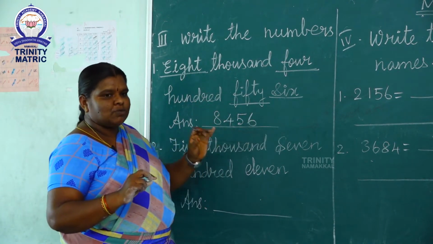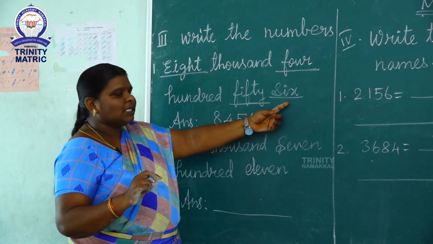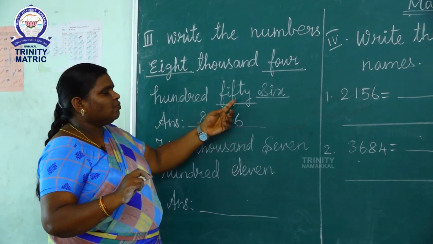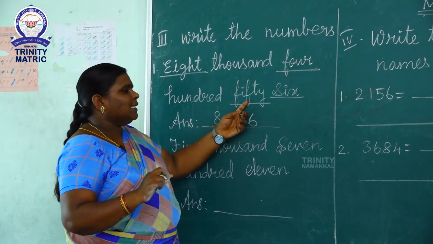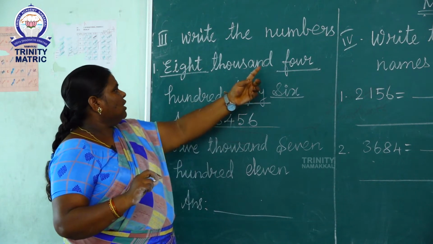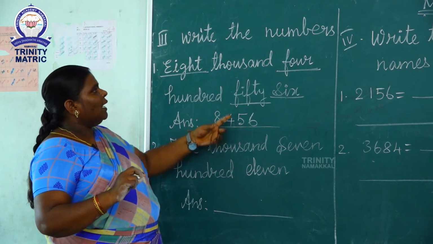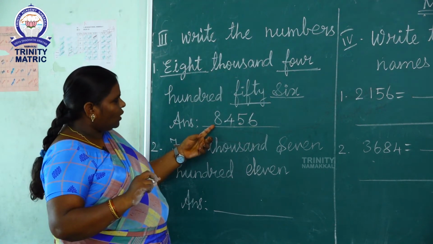How many thousands? 8,000. The given sum is 8,456. You say the place value: ones, tens, hundreds, thousands. In the ones place 6 is here, so you write 6. Next, tens place, 50, so you write 5 tens are 50, so in the tens place you write 5. Next, hundreds place, how much? 400, so you write 4. Next, thousands place, how many thousands? 8,000, so you write 8.